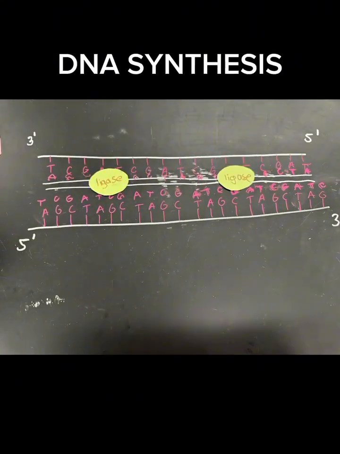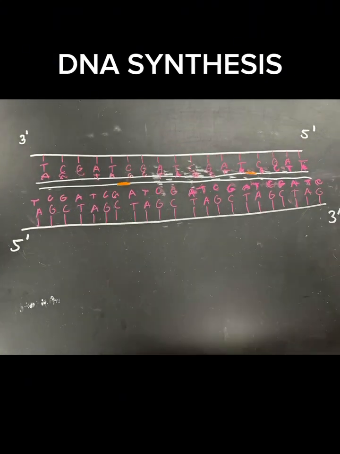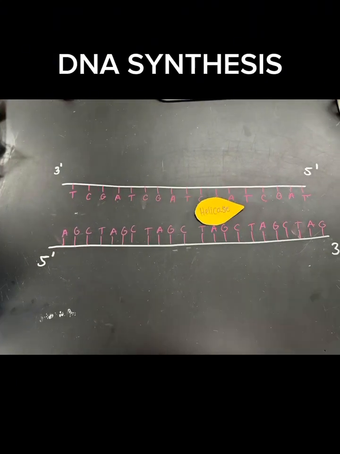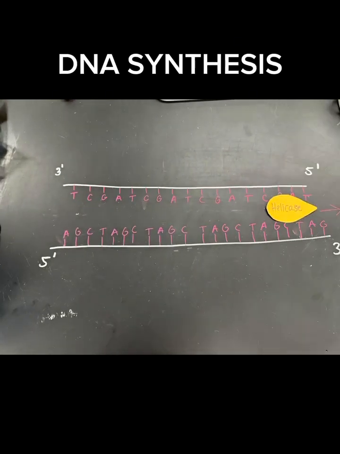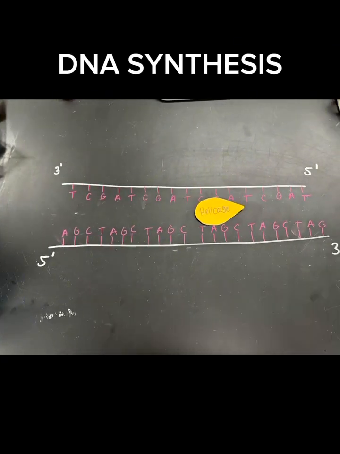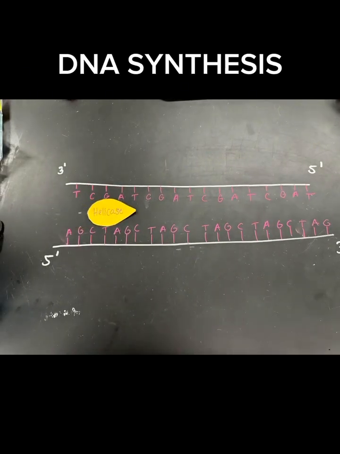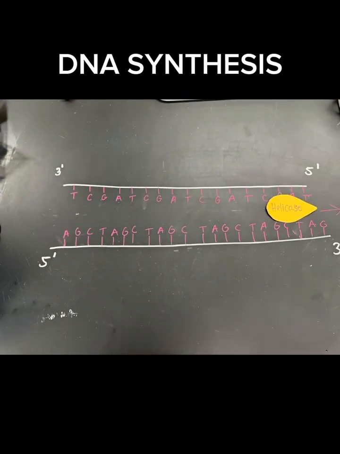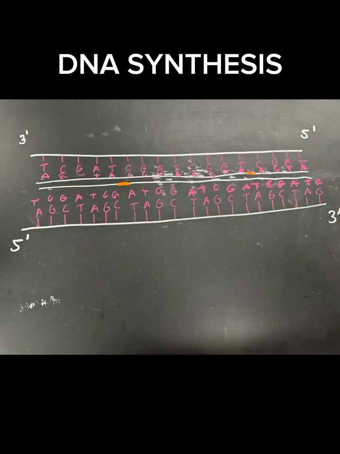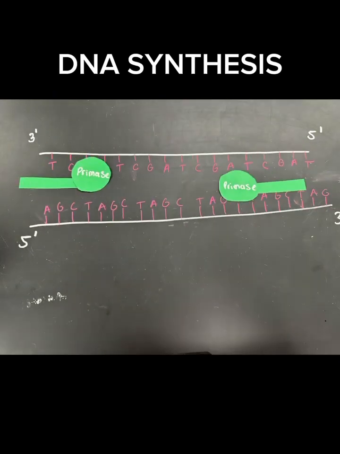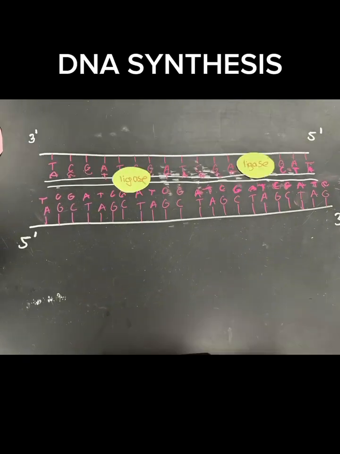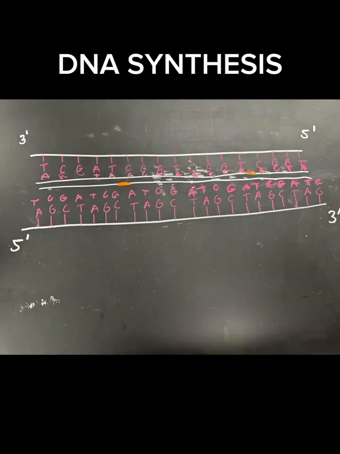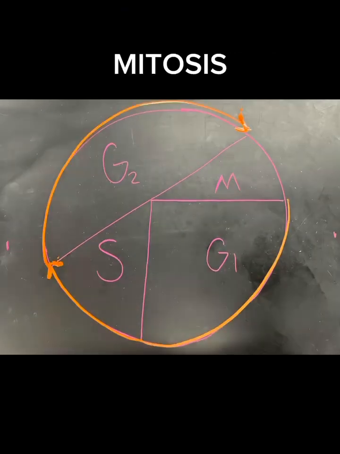The enzyme primase synthesizes short RNA primers complementary to the DNA template, providing a starting point for the synthesis. DNA polymerase extends the new DNA strand by adding nucleotides in the 5' to 3' direction, using the parental strand as a template. DNA polymerase removes RNA primers and replaces them with DNA nucleotides. The result is two identical DNA molecules, each consisting of one parental and one newly synthesized strand.